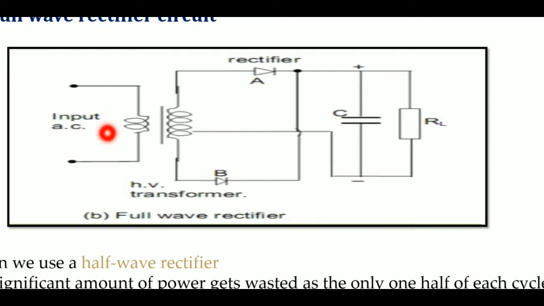So first, during the positive half cycle of the AC voltage, there are three terminals here. This is terminal 1, and this is the center tap, which is considered as zero potential, and this is terminal 2. Terminal 1 will be at a positive potential, the center tap will be at zero potential, and terminal 2 at a negative potential.